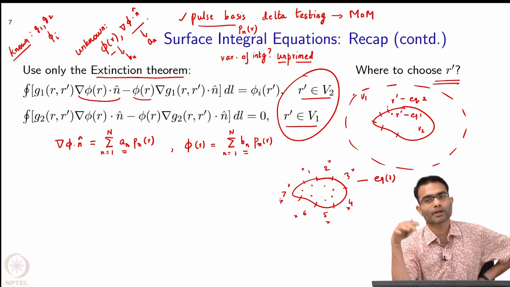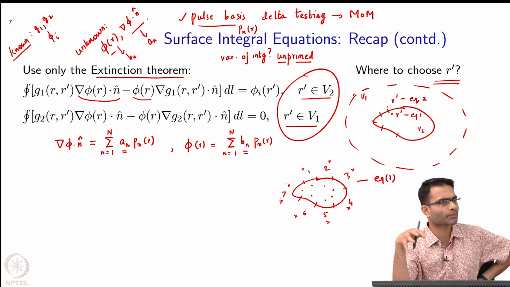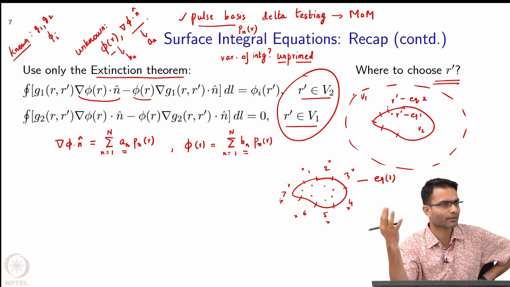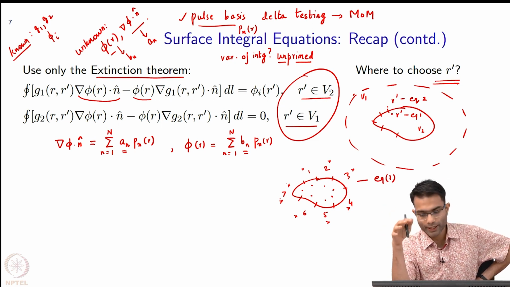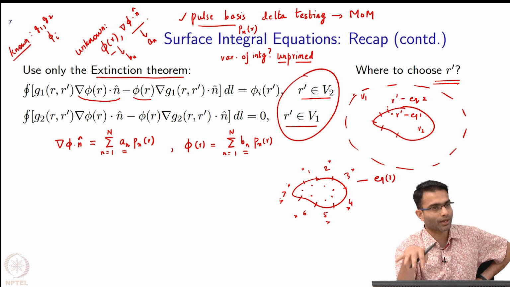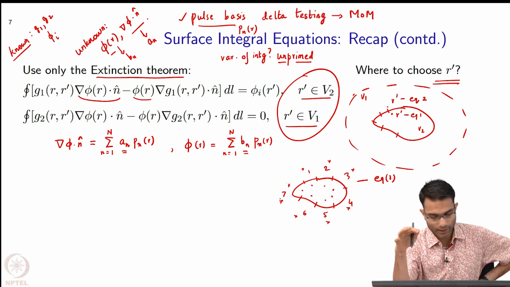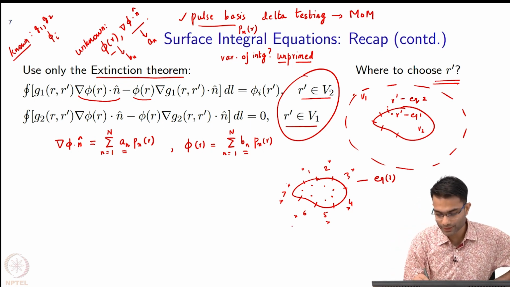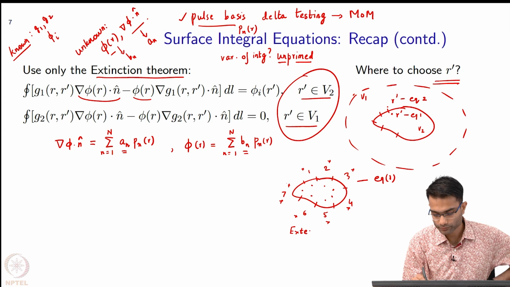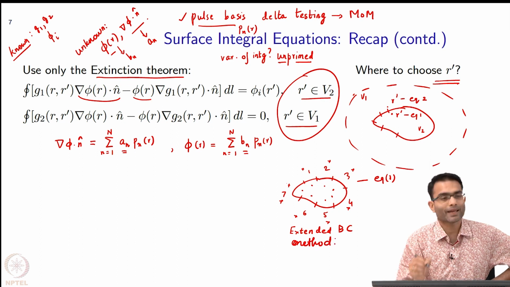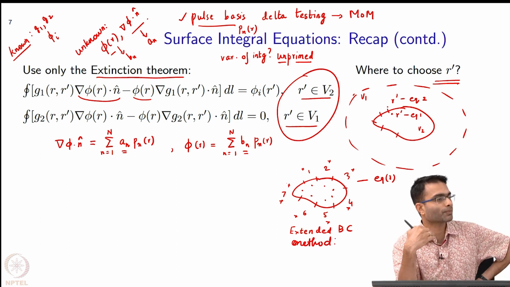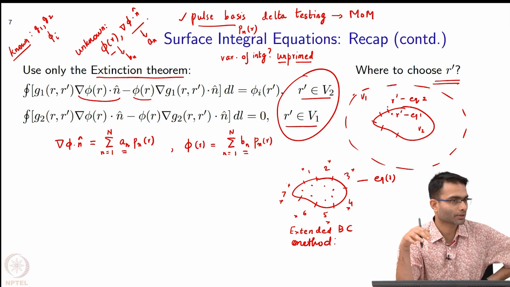Only thing is that the location of these testing points seems a little arbitrary, right. I just pick them anywhere. So, if I pick these points arbitrarily in V1 and V2, then theoretically it is correct, and doing so is called the extended boundary condition method. Why extended? Because it is away from the boundary.